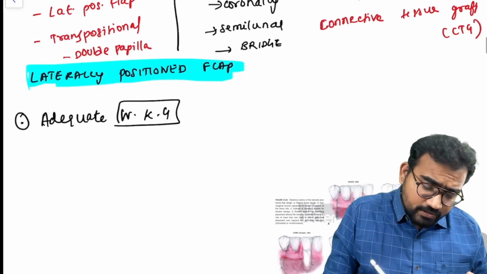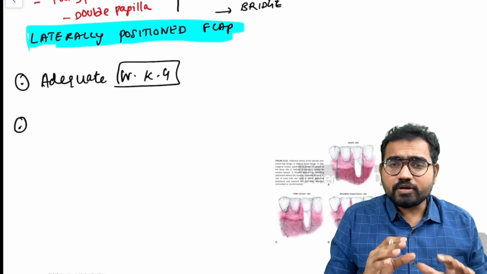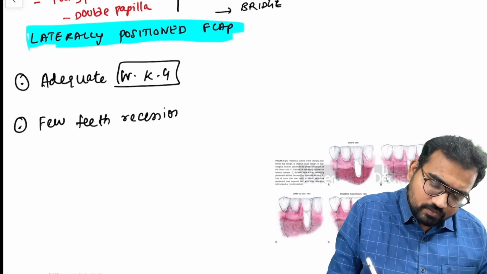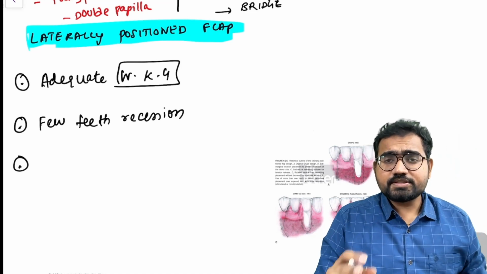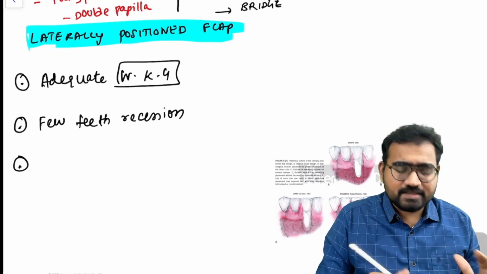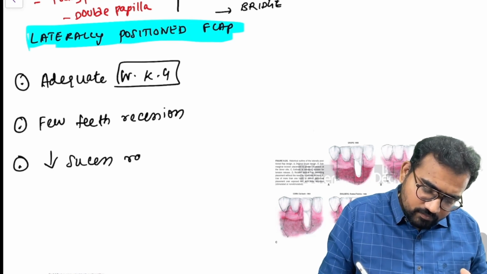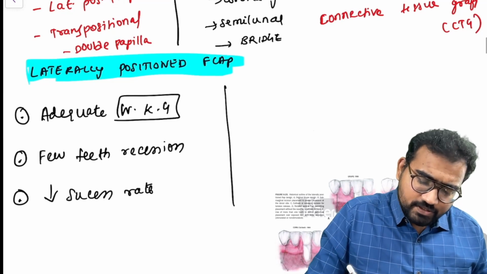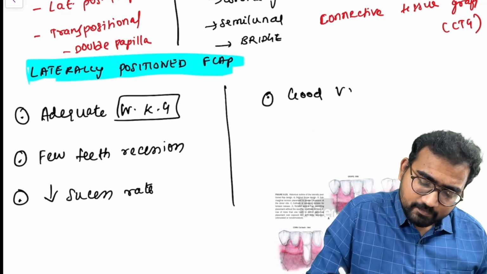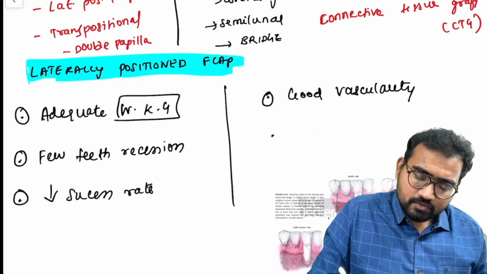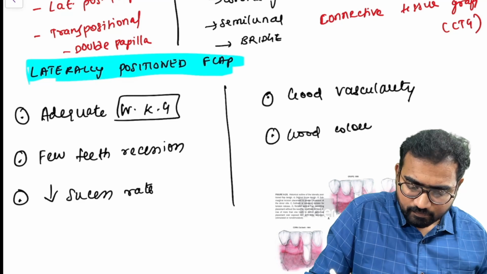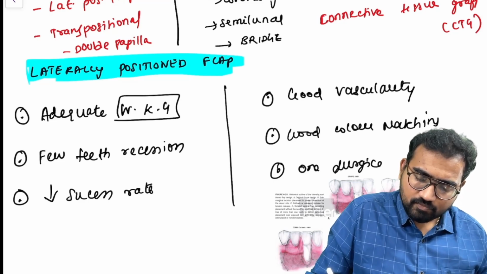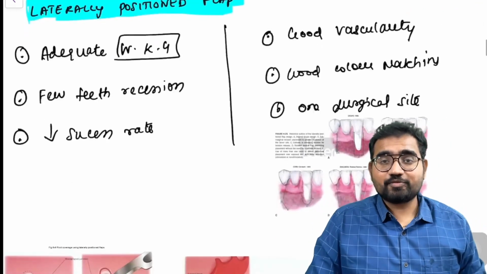So the tooth or the gingiva from where you are going to displace it laterally should have adequate width of keratinized gingiva, and this technique can be done only for a few teeth recession. Okay, and this technique has a very less success rate. And if you take a look at the advantages of this technique: good vascularity, good color matching, and one surgical site. This will go for all the pedicle graft, one surgical site, right?